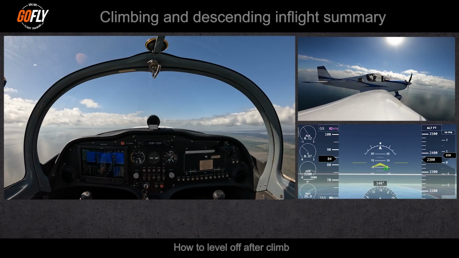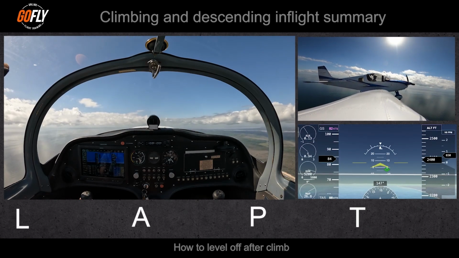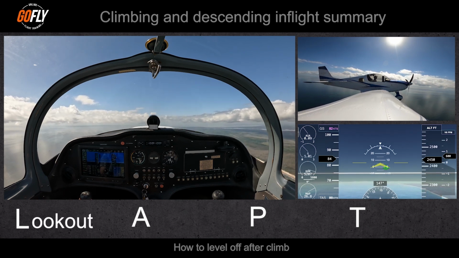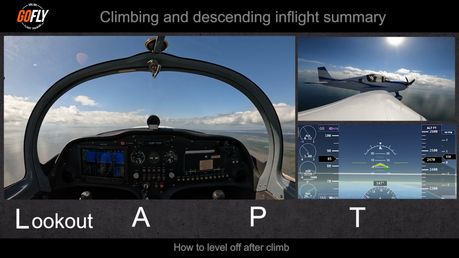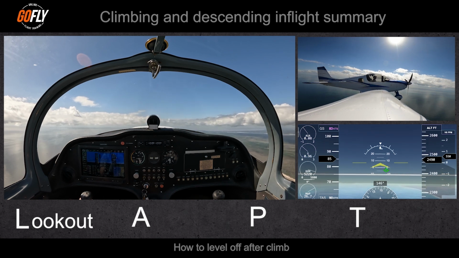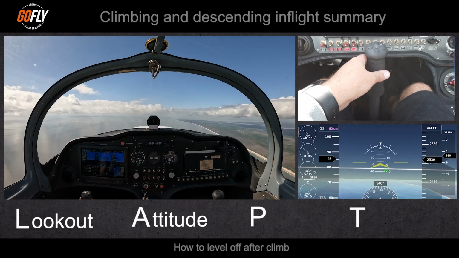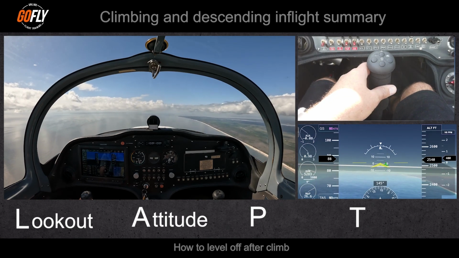We use the acronym LAPT. L stands for lookout. Again, check for other aircraft by scanning your surroundings and the horizon. A is for attitude. Gently move the control column forward and return to the level attitude.